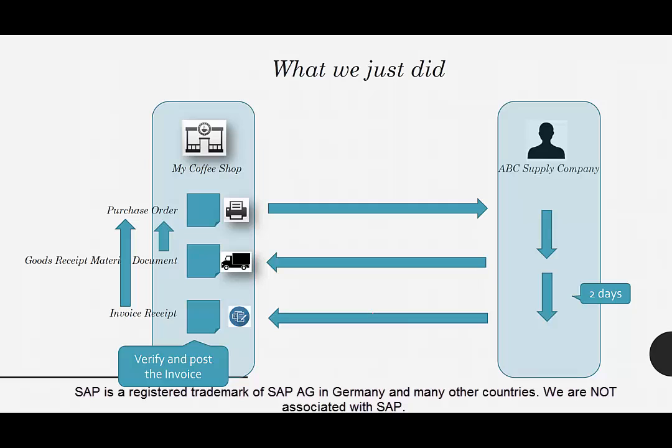So overall, what have we done? In the first video, we created a PO. In the second video, we created a goods receipt against the PO. Remember, it's always with reference. And in this video, we are creating an invoice, again with reference to a purchase order, right? Always with reference to the purchase order, remember?